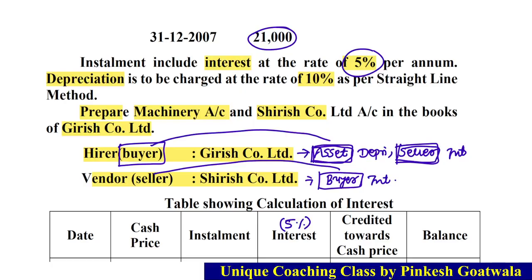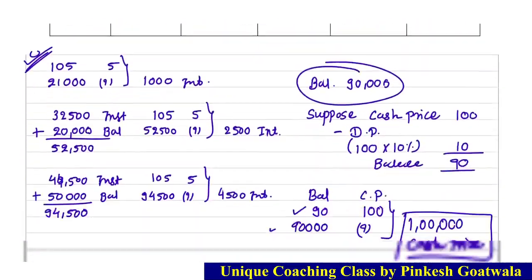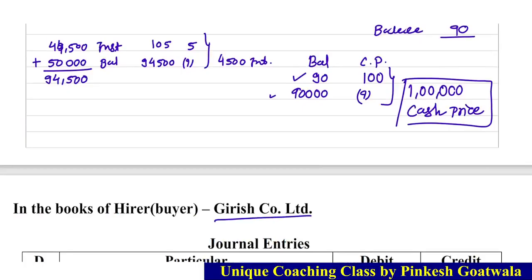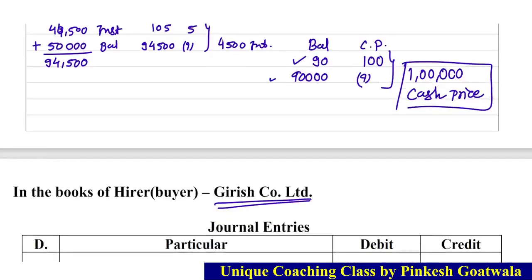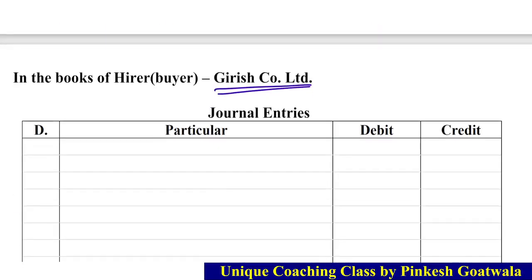So how to prepare that? First of all, let's start in the books of Girish, means buyer. Here we write journal also, but only for 1 year. It is not required to write journal of every year. We need journal of 1 year. So let's write the journal for the first year.